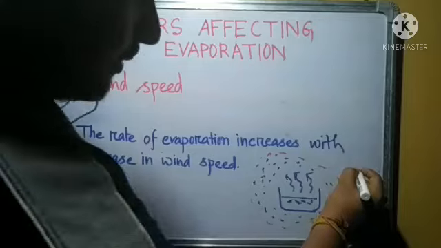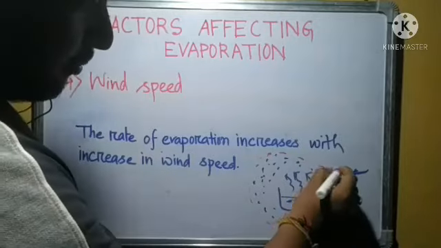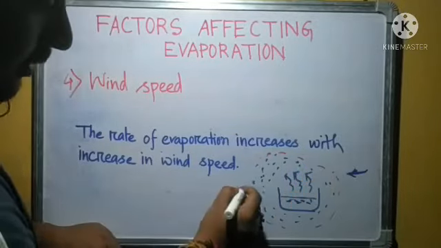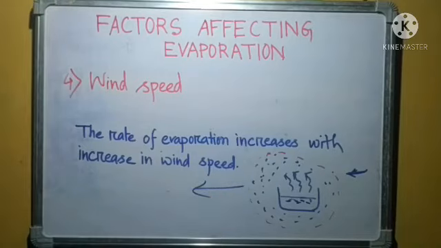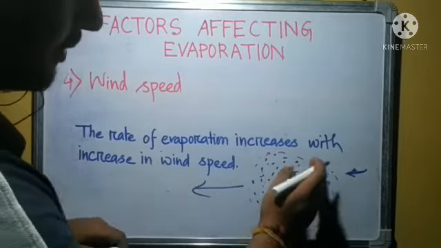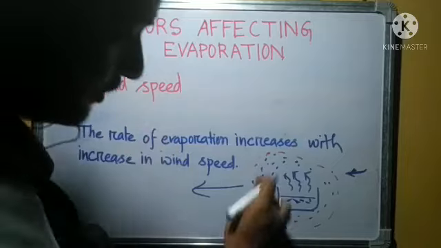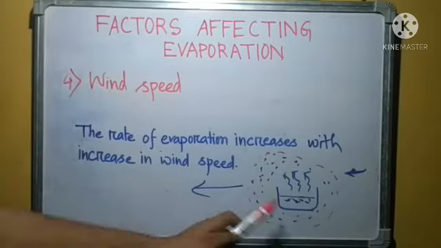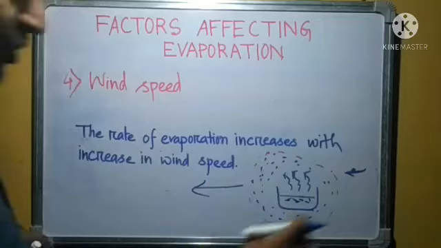So if wind speed is higher, what can it do? It can blow all this away. It can blow the water vapor to a far off place, to a greater distance. Once this water vapor moves away from this side, the air completely surrounding the water vessel, near the water vessel, will have less water vapor.